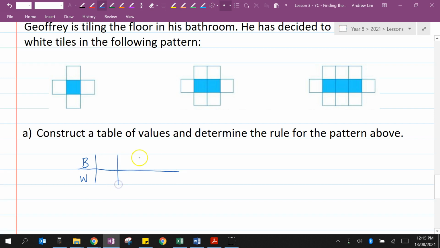We only have 3 pictures here. So if there's 1 blue tile, how many white tiles are there? 1, 2, 3, 4. Alright, can you pause the video and complete this table of values? See if you can also determine the rule for the pattern.